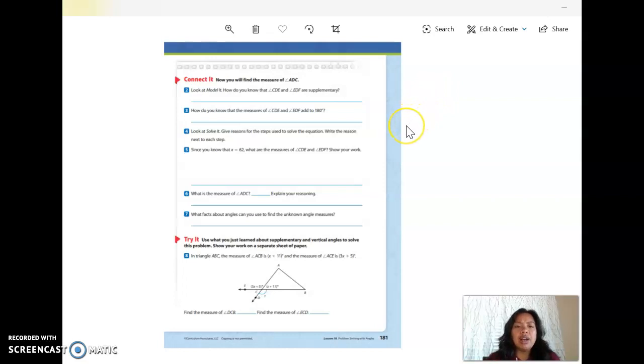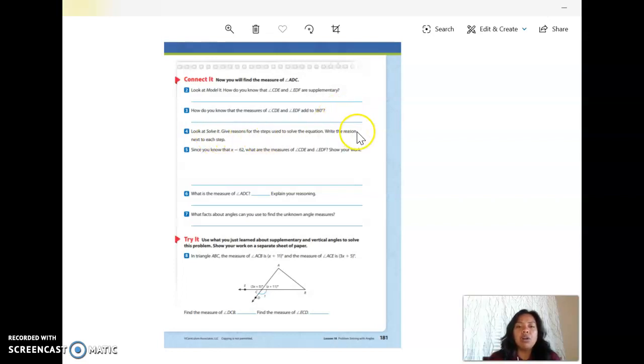Number 3, how do you know that the measure of angle CDE and angle EDF add up to 180 degrees? And we know from yesterday's lesson that supplementary angles are straight lines. Anytime that you have 2 angles that make up a straight line or a straight angle, it's called supplementary. And any supplementary angles, any straight line, when you add them together, it will equal 180 degrees, okay?